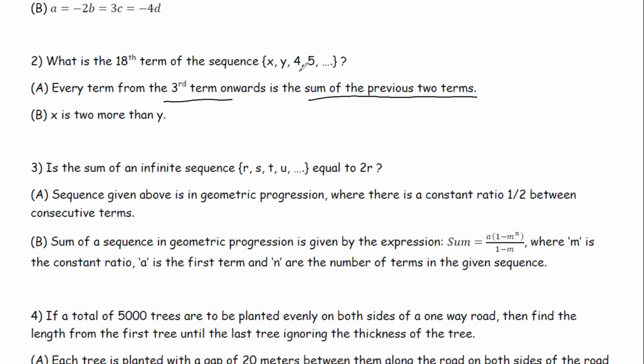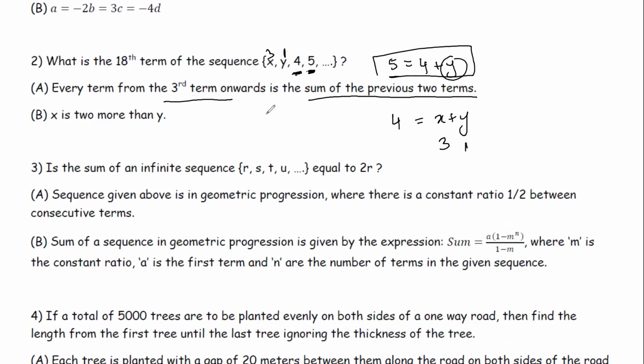So I know that every term from the third term onwards is the sum of the previous two terms. So we'll start with 5, the fourth term. This fourth term 5 is equal to the third term 4 plus Y. So obviously this Y has to be 1. And if you look at the third term, which is 4, 4 will be equal to X plus Y. And we know Y is 1 from here. So if Y is 1, X is 3.